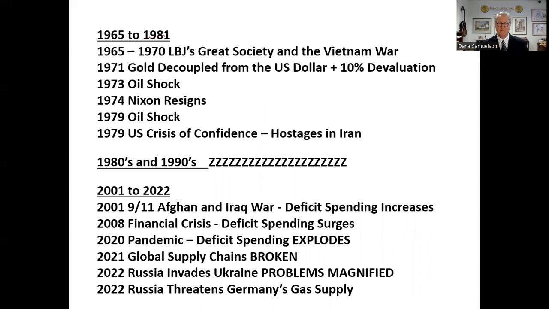going through now. 2001, we were attacked and our deficit spending increased materially for the first time since the 1980s. 2008, we had the financial crisis and deficit spending surged. 2020, we had the pandemic, and deficit spending exploded. 2021, the global supply chain was broken by COVID, and that's material.